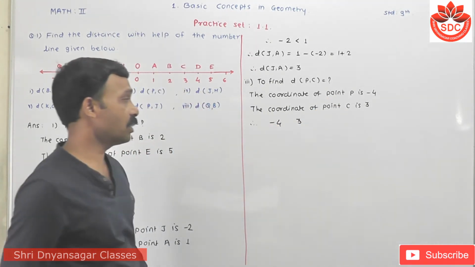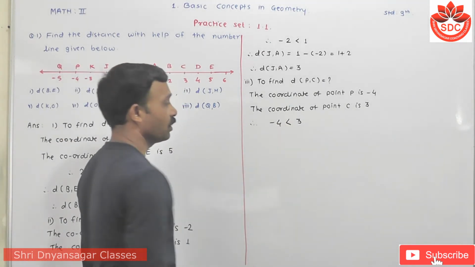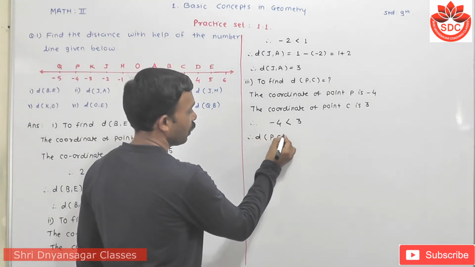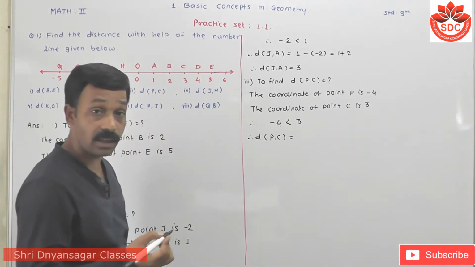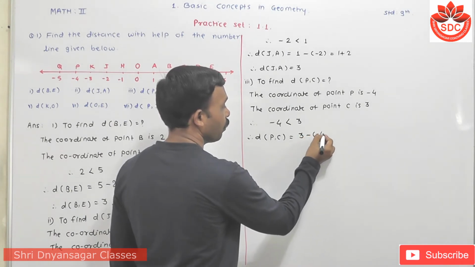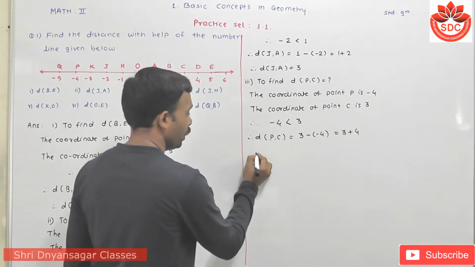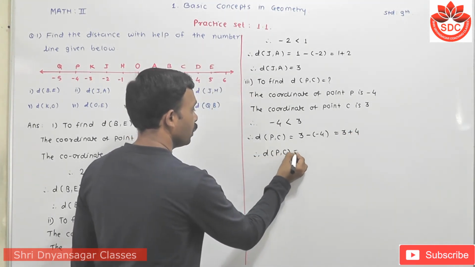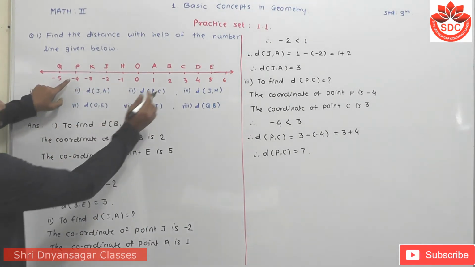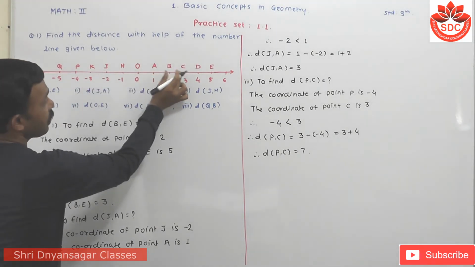Which is the smaller one? It is minus 4 and the bigger one is 3. So therefore distance PC is equal to, we subtract the smaller coordinate from the bigger coordinate, that is 3 minus minus 4, which is 3 plus 4. So distance PC is equal to how many units? 7 units. When you observe this number line, there also the distance is 7 units. Look here, this is 1, 2, 3, 4, 5, 6 and 7.